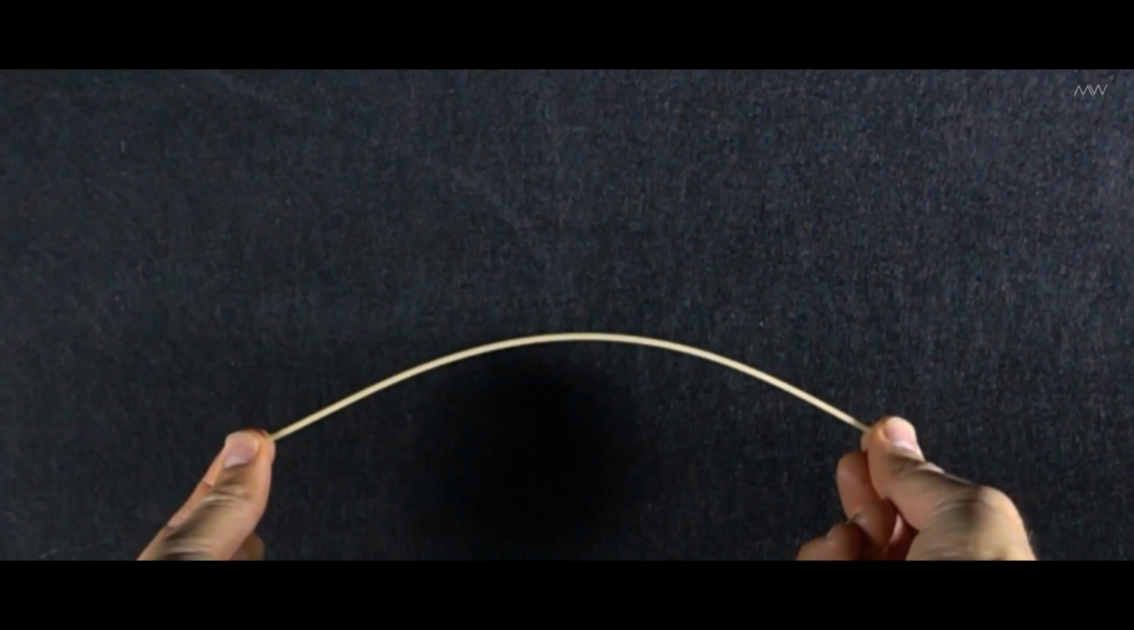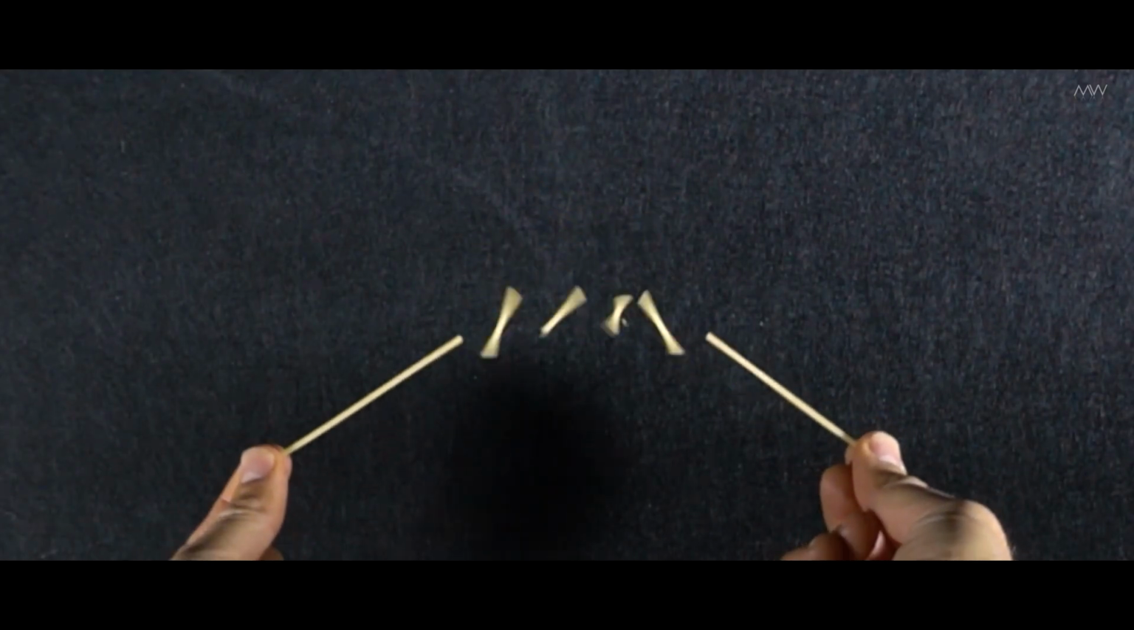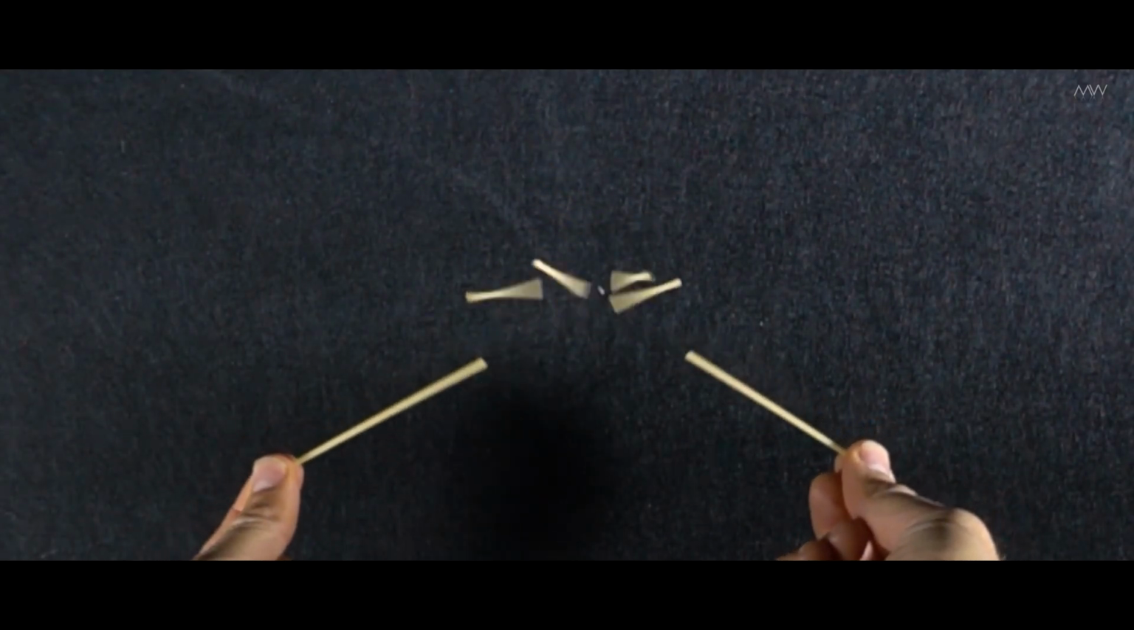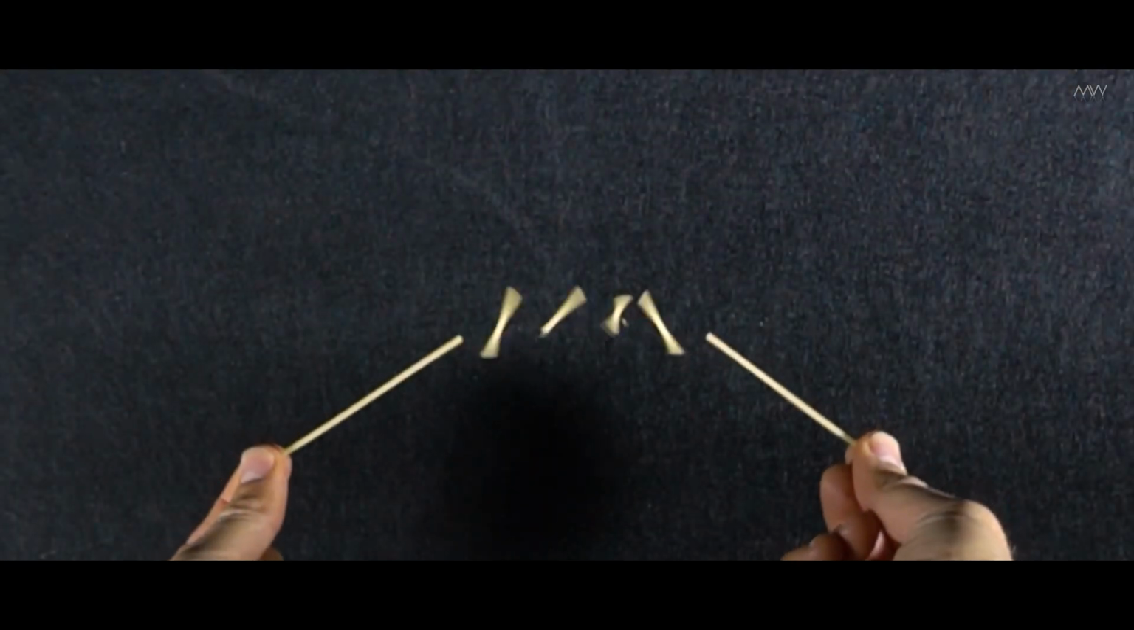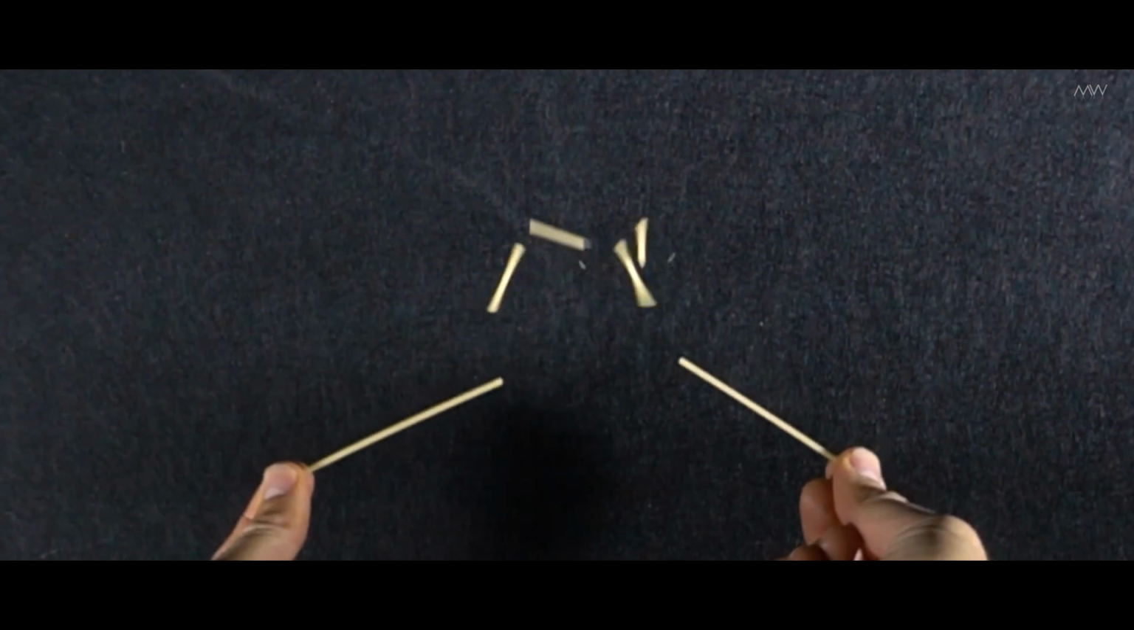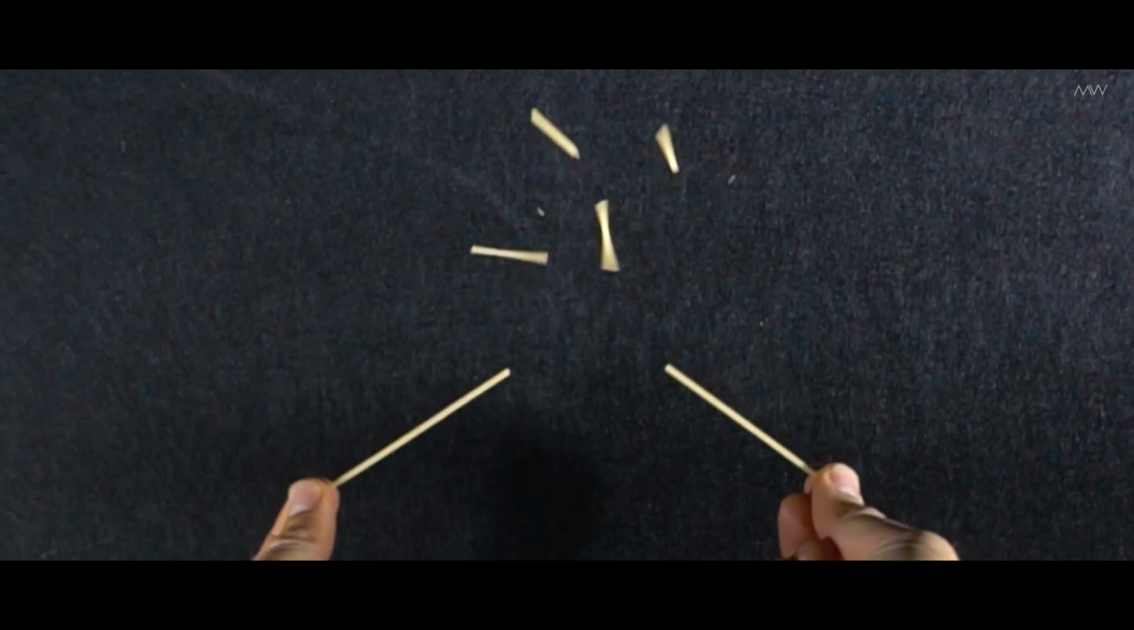How is it that several faults appear at the same time? Why do they appear at the same time? What's happening there? Here are 2 consecutive frames. On the first frame, the spaghetti is still intact. On the second frame, everything, already several fragments. Here they are flying. So this whole cascade of fractures happened within 1 millisecond. It takes a few tens of microseconds.